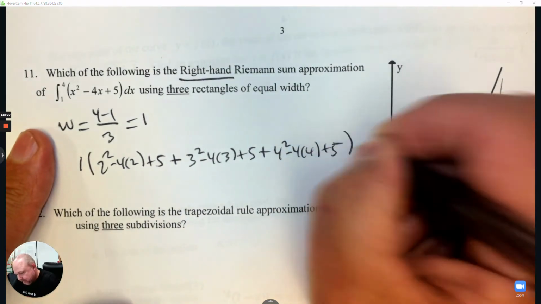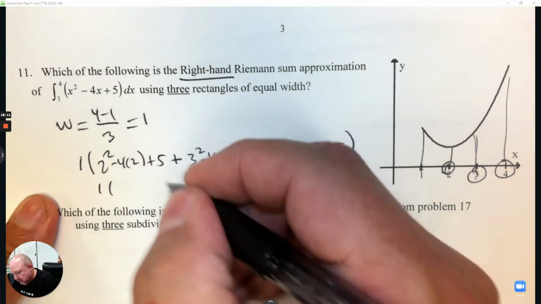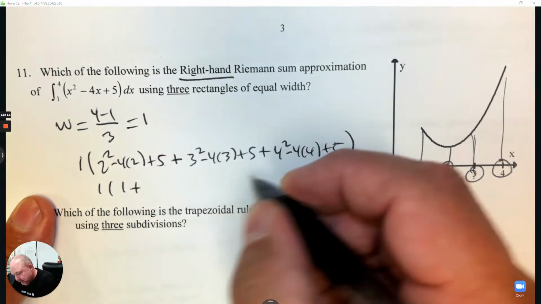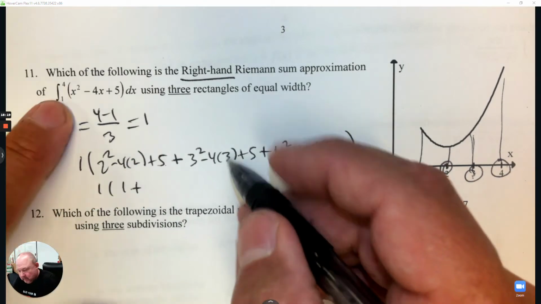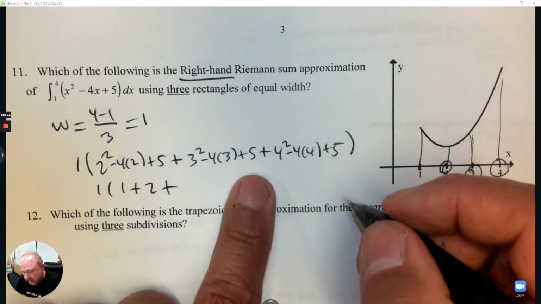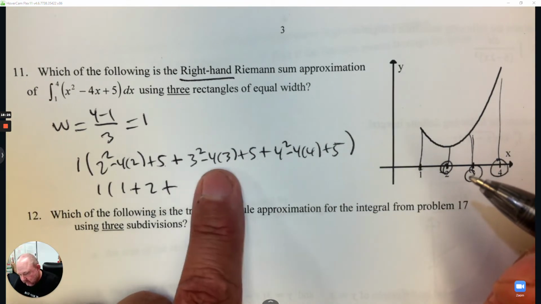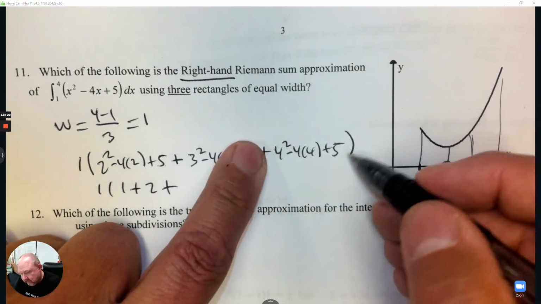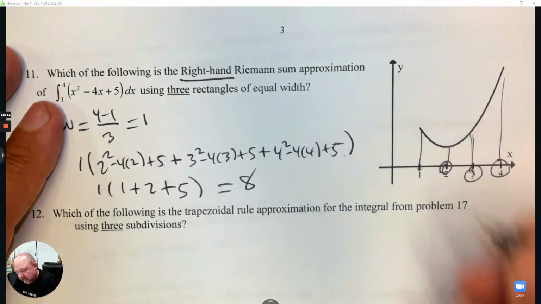And that's it. So if I calculate it, it'd be different. Just for fun, maybe I'll do it. 4 plus 5, that's 9, take away 8. This one is 9 plus 5, 14, take away 12. This one is 16, 21, take away 16. All right, so that answers 8.